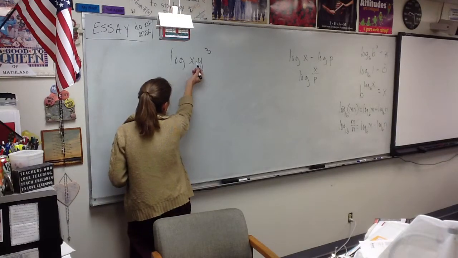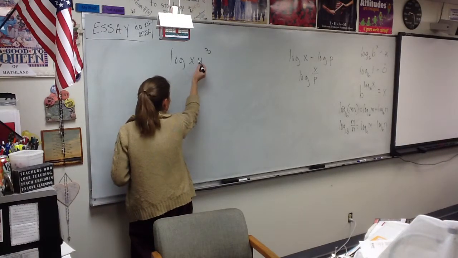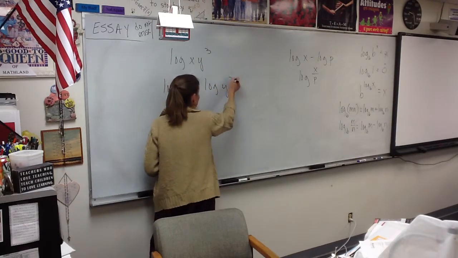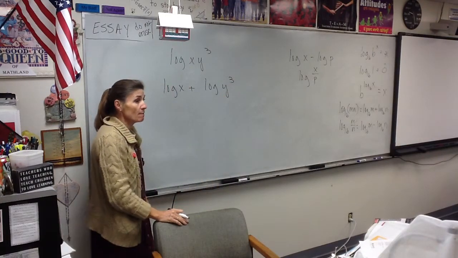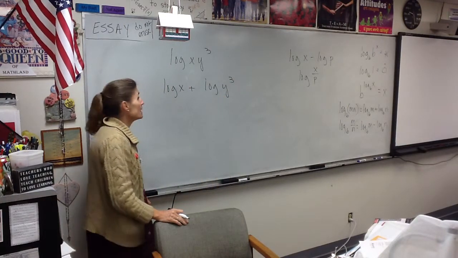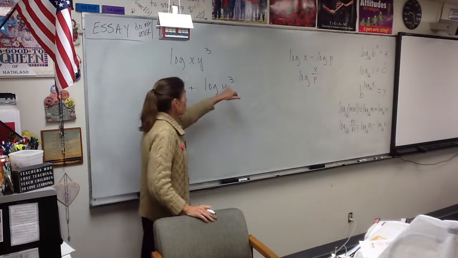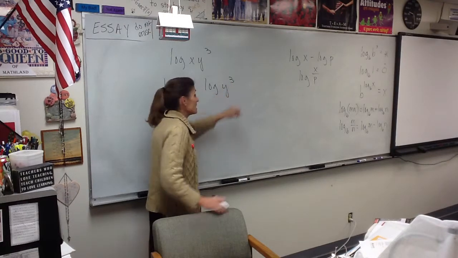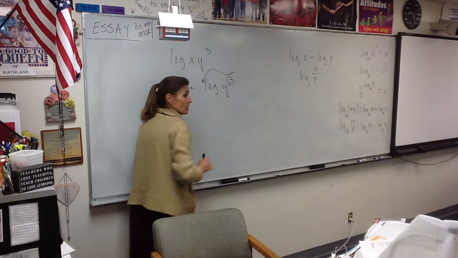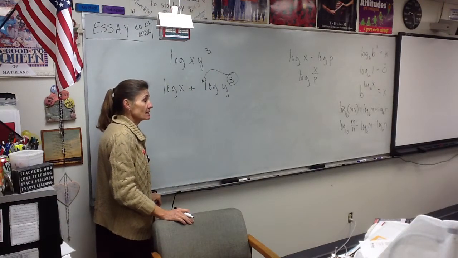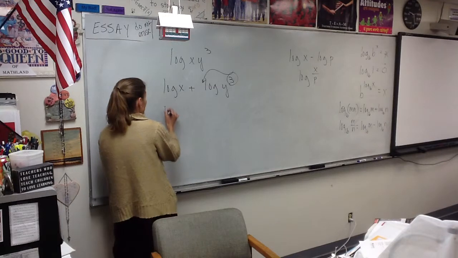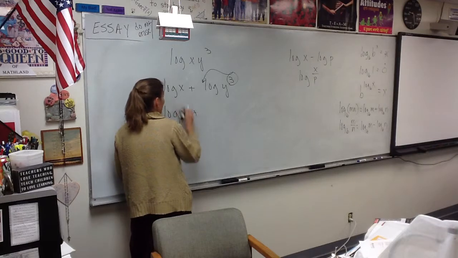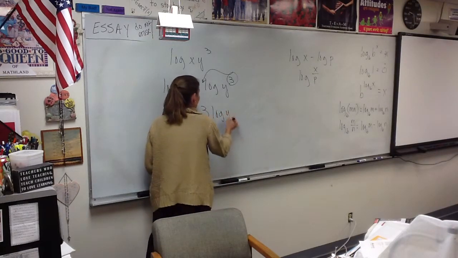What operation's happening right here? Well, here it's multiplication, but when I pull it apart, it's going to become an addition, right? Is everybody okay with that first step? Now, we've talked about this a lot. What happens to that exponent there? What do we get to do with that exponent? He gets to come out in front. Remember, that's allowed us to solve some equations we wouldn't have otherwise been able to solve. So our answer, finally, after we get everything done here, is going to be the log of x plus 3 log y's.